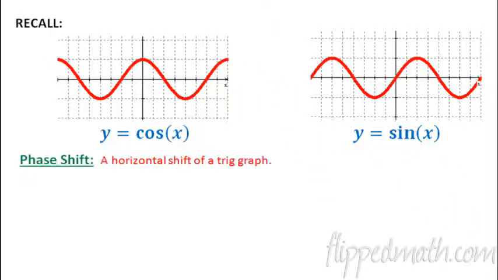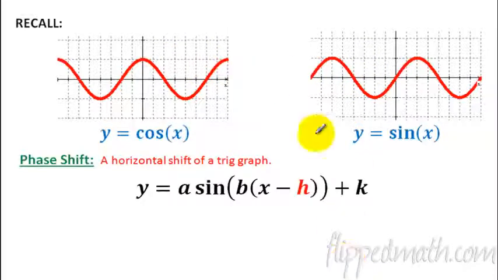Today we're going to be talking about horizontal shift of a trig graph, how we can shift things either left or move things right. So here's our formula. This magical number here, the h, that's the phase shift. That's what's new for today for our sine and cosine graphs. It's how far we're going to move left or right.